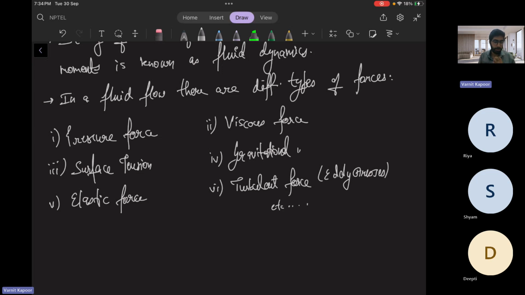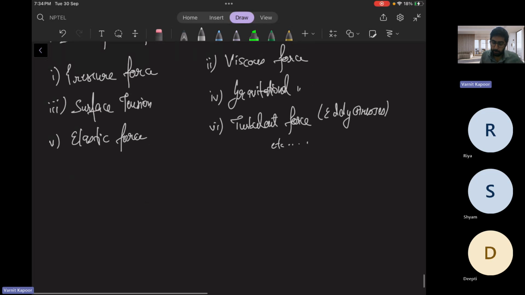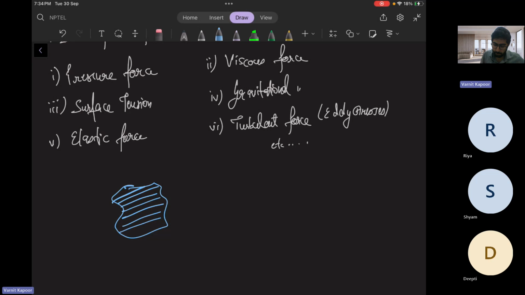Okay, so there is a fluid element like this, a random fluid element. Multiple forces act. One is pressure, which we have seen before in other parts. Then there is some viscous force which acts and resists the motion, and there is gravity which acts.